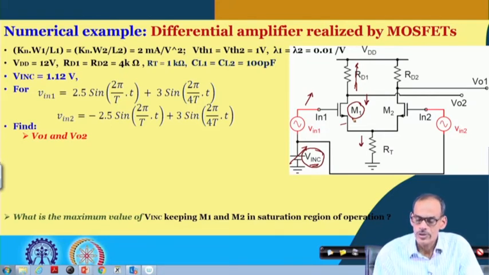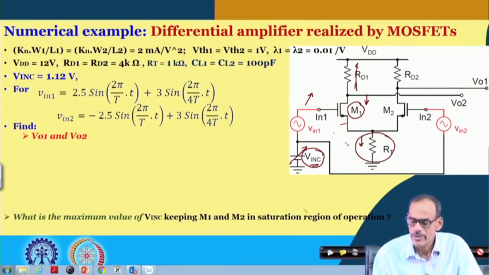This numerical problem will be similar to the previous one, so we will skip that part. In the next problem, we will replace this resistor by an active device and try to see what its corresponding consequence may be on the common mode gain and differential mode gain.